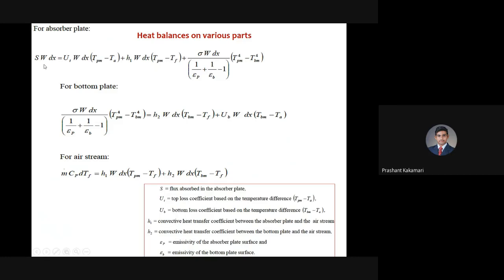On the absorber plate, whatever heat is collected from the solar radiation, we are denoting by S. This S is the solar radiation absorbed by the absorber plate. Or you can recall the flat plate collector equations, that is HR into tau into alpha. The transmissivity, absorptivity, Snell's law, all the different concepts remain the same for the solar air collector also.